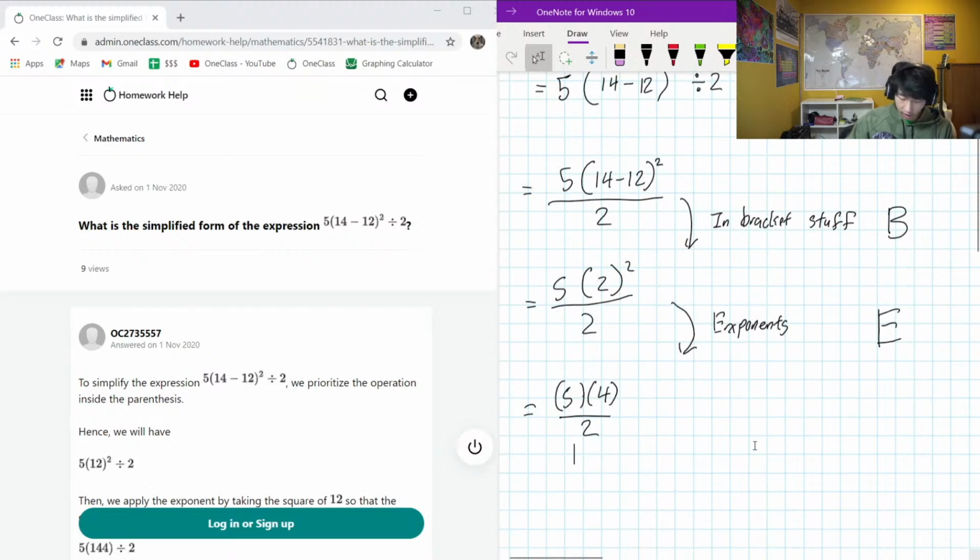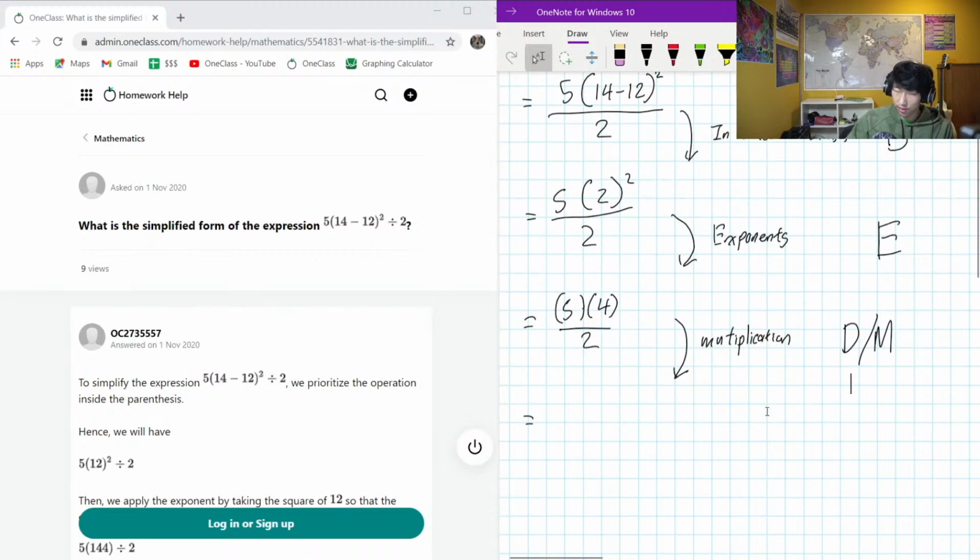And then we do the multiplications. The D and the M in BEDMAS are actually on the same hierarchy tier, but we'll do the multiplication first just to get the top easier. We have 5 times 4 is 20, over 2. And then division, which is just 10. So yeah, this entire thing simplified is just 10. Fairly straightforward.